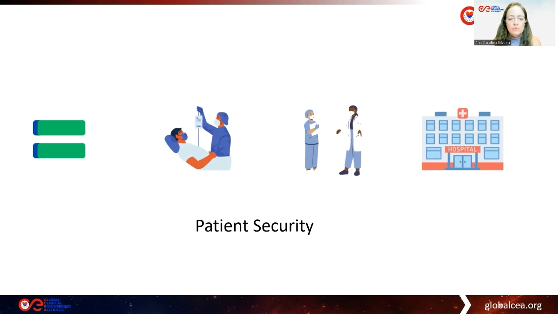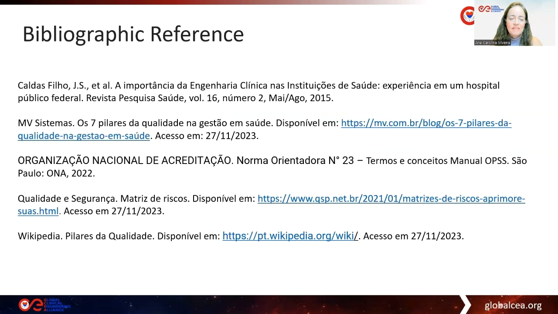It's important to bring those tools. It's important for reflection and to work with them. So if we work with those tools, we can provide better service, we can provide service with more quality, and we will have, at the end, the patient security. Those are the bibliographical references.